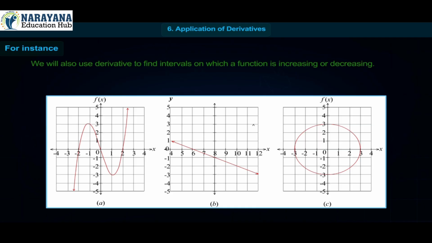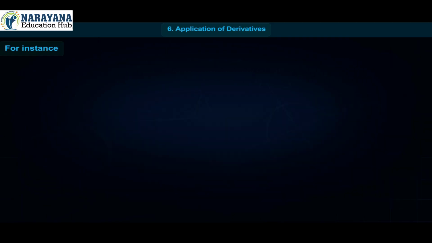We will also use derivative to find intervals on which a function is increasing or decreasing. Finally, we use the derivative to find approximate value of certain quantities. Rate of change of quantities.